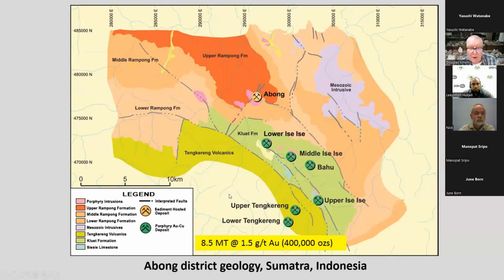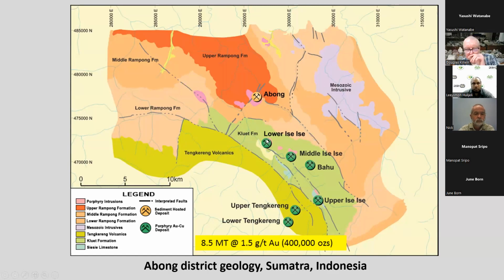The district geological plan, we're looking at volcanics, carbonate sediments, and some intrusions. Abong sits up here. It's close to a porphyry intrusion. This is the sediment-hosted mineralization, and there are a number of porphyry copper deposits in the southern part of the district. Some of these were discovered long before the sediment-hosted gold mineralization.